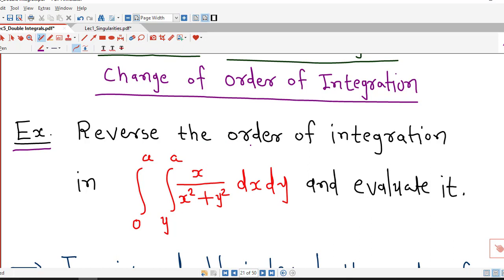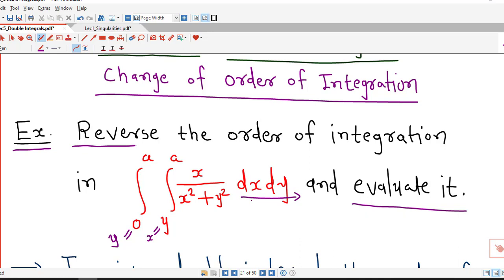Here we are asked to reverse the order of integration in this double integral, and then after reversing the order we have to evaluate the value of the double integral. We can see here the order of integration is first with respect to x and then with respect to y. So these are the limits of x and these are the limits of y.